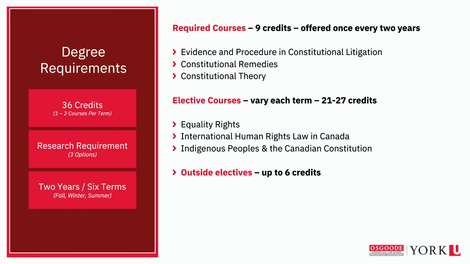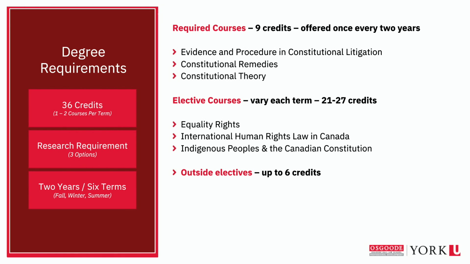Constitutional law has 9 credits of required courses, and these courses are offered once every 2 years, so once within the standard completion time for a part-time program. Those include evidence and procedure, constitutional remedies, and constitutional theory. So all really important areas for professionals who are working in this field.